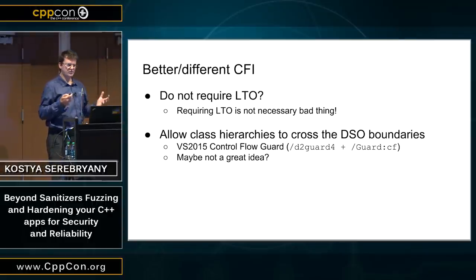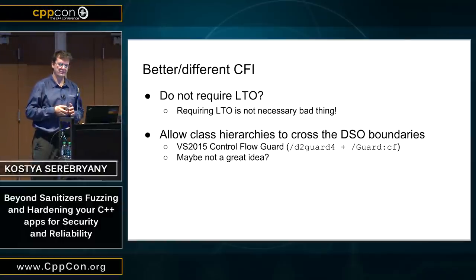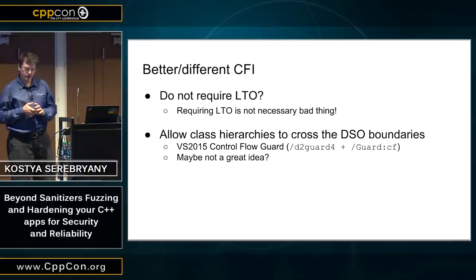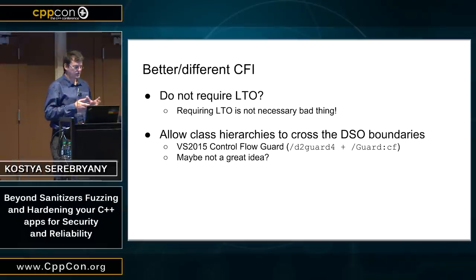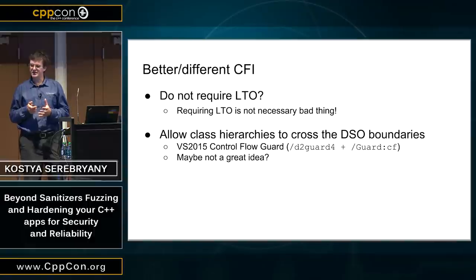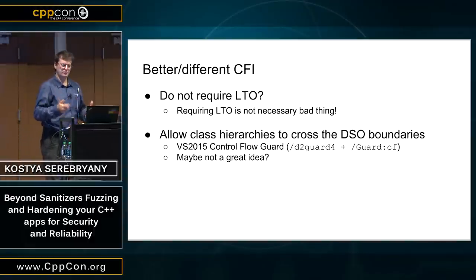There are better or different ways to make control flow integrity hardening. First of all, maybe we don't need link time optimization, a whole program. On the other hand, requiring LTO is actually a good thing in many cases, because LTO brings many other benefits. So I'm not sure we have to drop this requirement.